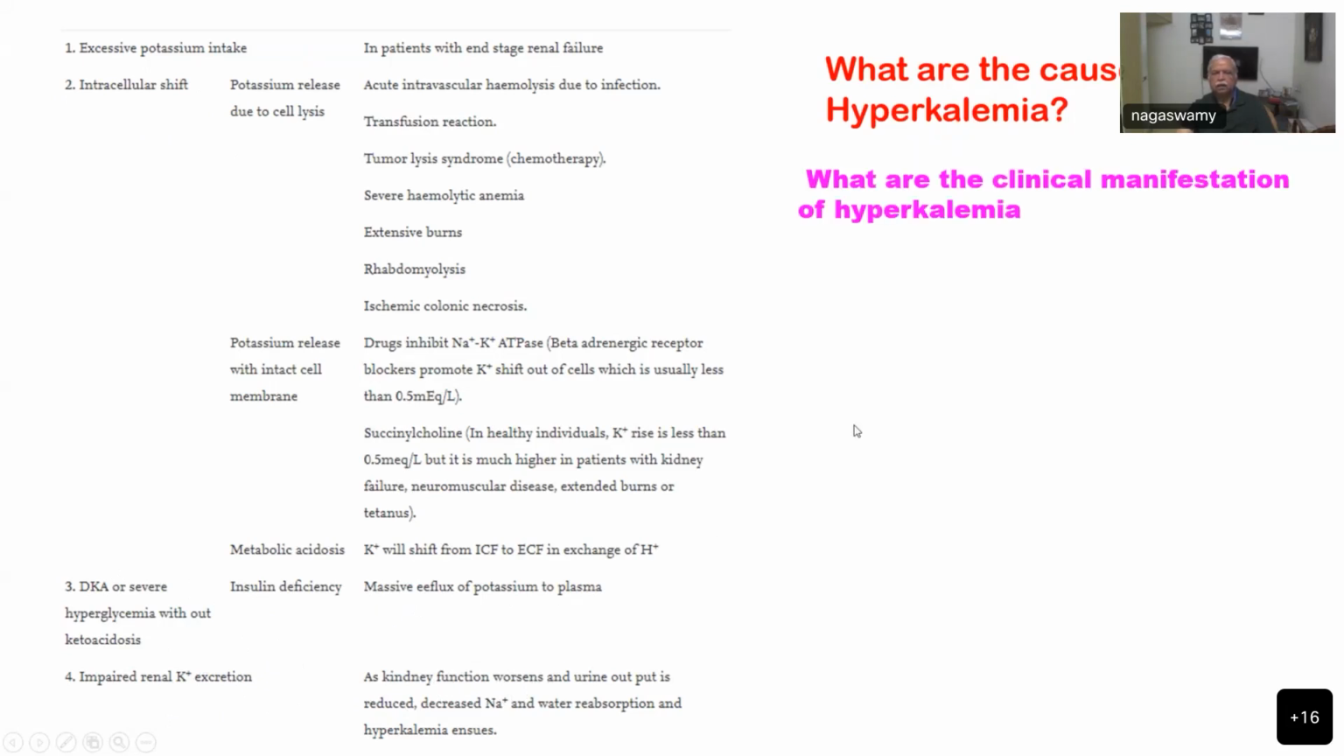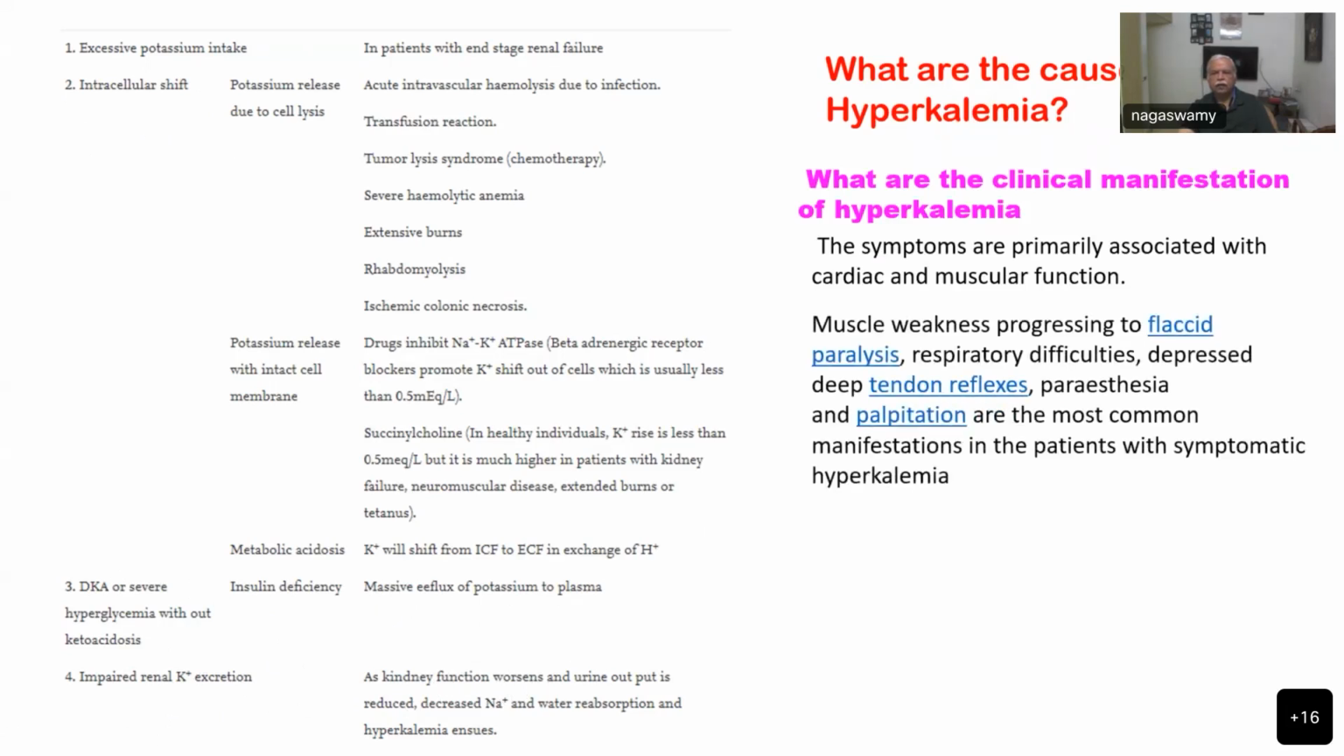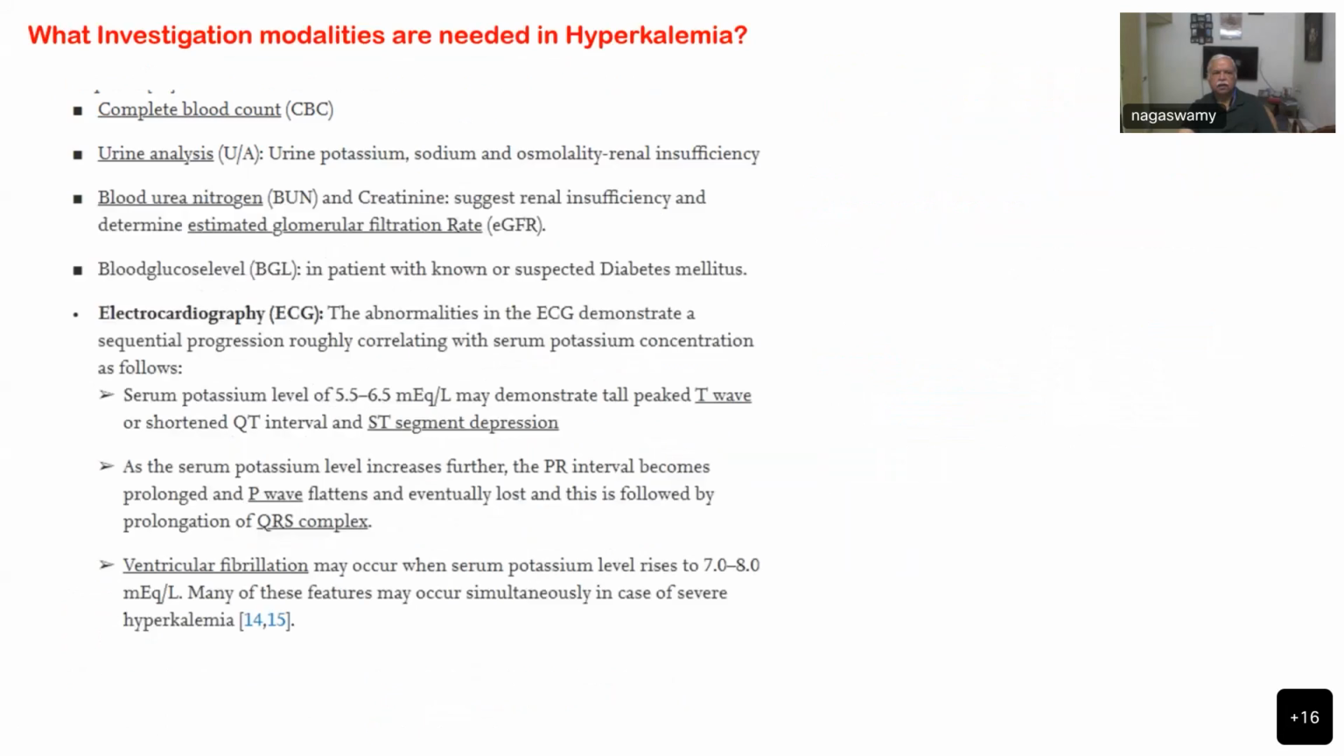And the clinical features of hyperkalemia may be primarily cardiac and muscle function disability, and muscle weakness, which can be in the form of flaccid paralysis or depressed sternal reflexes and palpitation. And the investigation modalities needed are complete blood count, urine analysis, blood urea nitrogen, all this to find out the renal status, and blood glucose to find out the diabetic status, and ECG changes, which he described at various levels of potassium. There will be different changes.